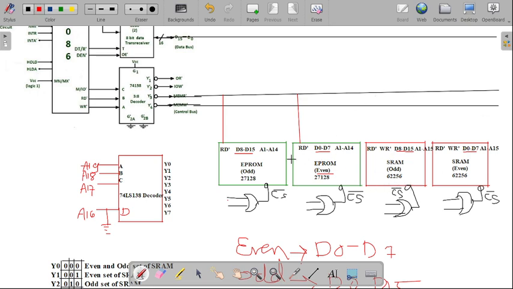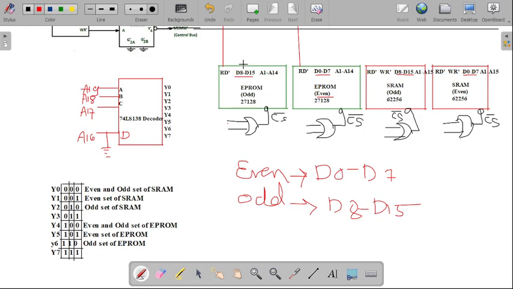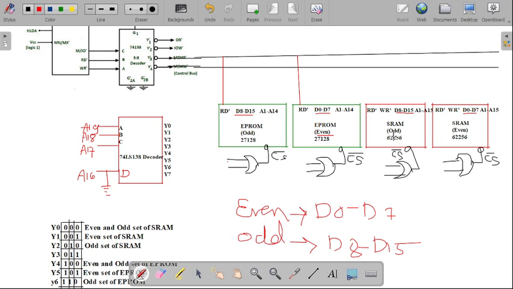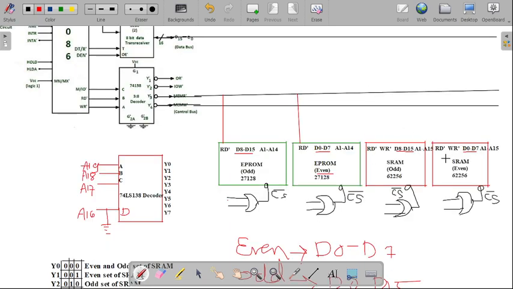So always you have to remember, only the read signal will be available in case of our EPROM. But in case of our RAM, there are two signals, that is RD bar as well as WR bar. So here there are two signals, that is memory read and memory write, that are interfaced with our RD bar and WR bar of our SRAM structure.